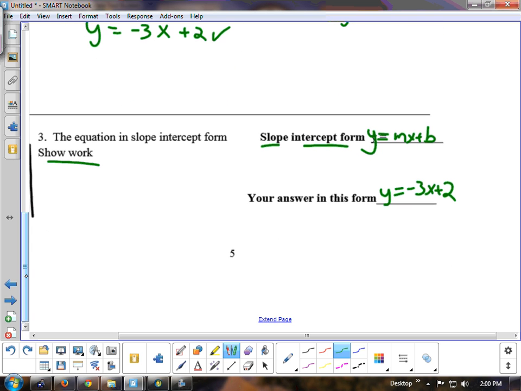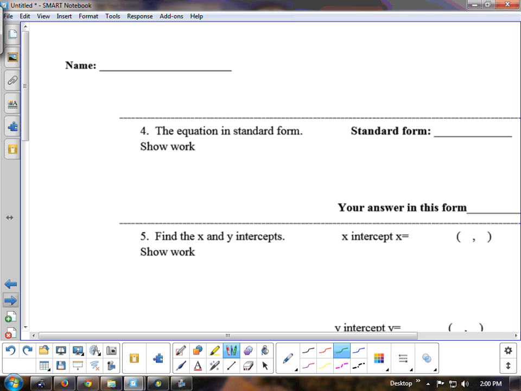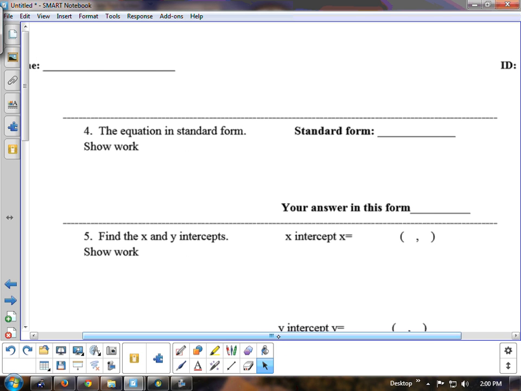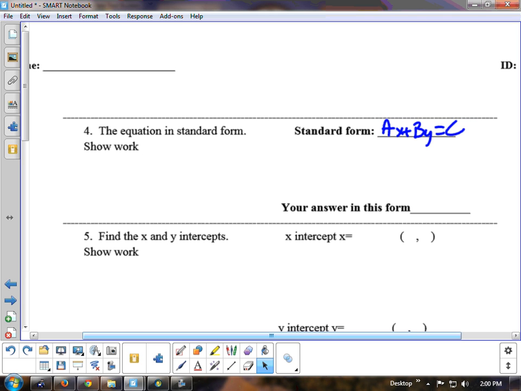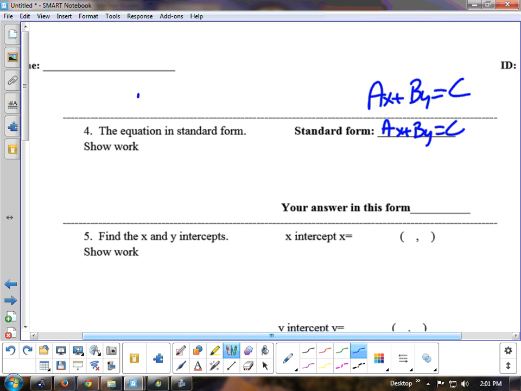Moving down from there to the next page, I'm going to transform it to standard form. Again, you should know from the beginning of the test that standard form is ax plus by equals c form. Hopefully you've been using it all along. If you can't read that, ax plus by equals c form. Well, I'm going to take my y equals negative 3x plus 2 and just change it to standard form.